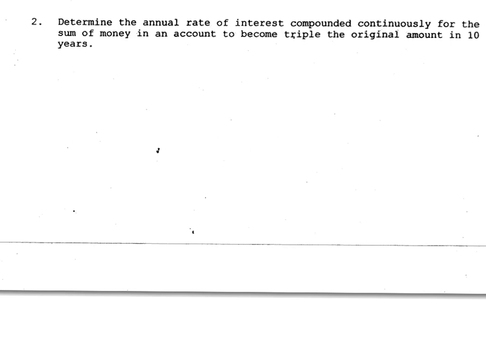For number 2, we want to determine the annual rate of interest compounding continuously for the sum of money in an account to become triple the original amount in 10 years. So in this case, we don't know our principal, but we do know that the amount is going to triple in 10 years. So if we don't know our principal, we can leave it as P. We're trying to solve for the rate, but we know that our time is 10. And we know that our principal is going to triple, so we could set the amount as 3P.